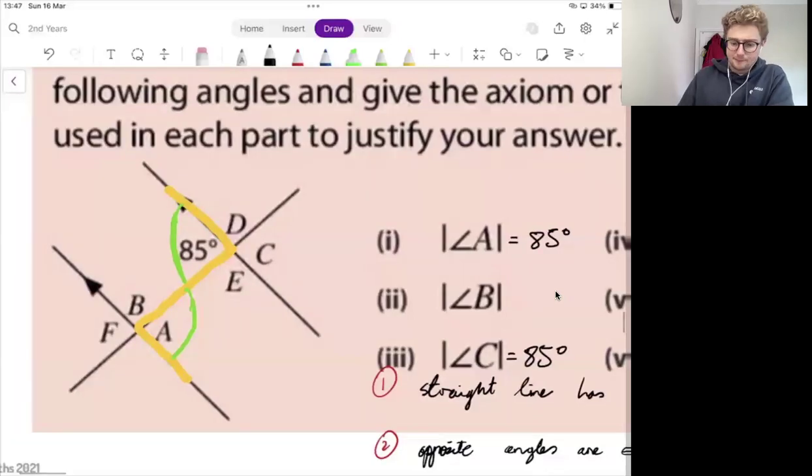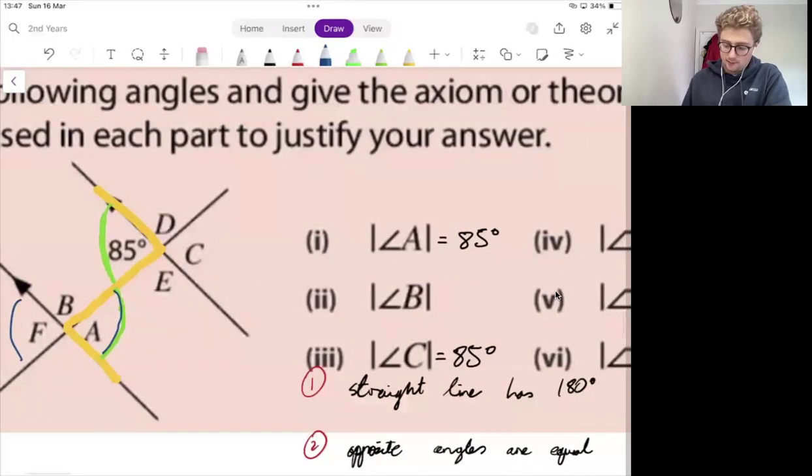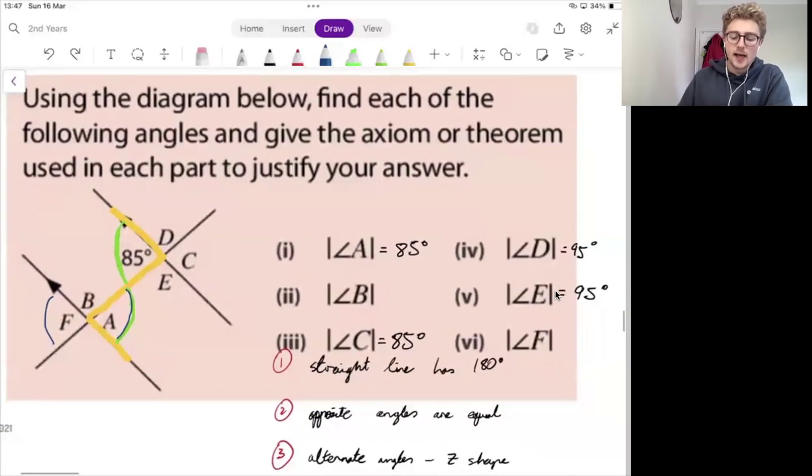Now, the next thing we can do is say that A and F are opposite angles. What do we know about opposite angles? Look at the second rule down there. Second rule says that opposite angles are equal. So the angle F is equal to the angle A. The angle A is 85 degrees. So the angle F must also be 85 degrees.